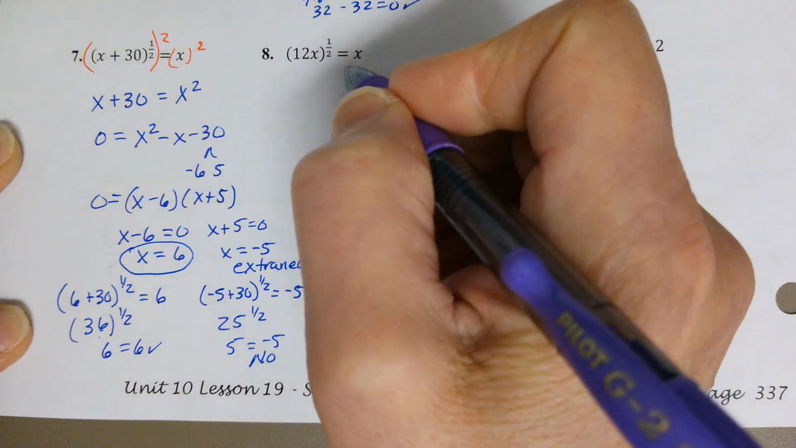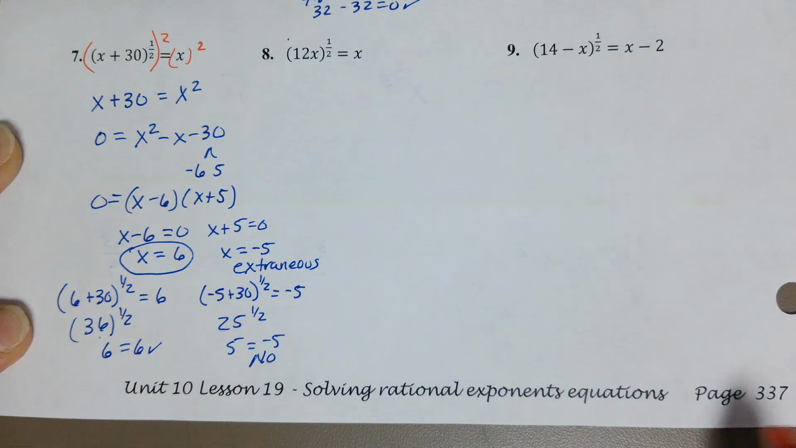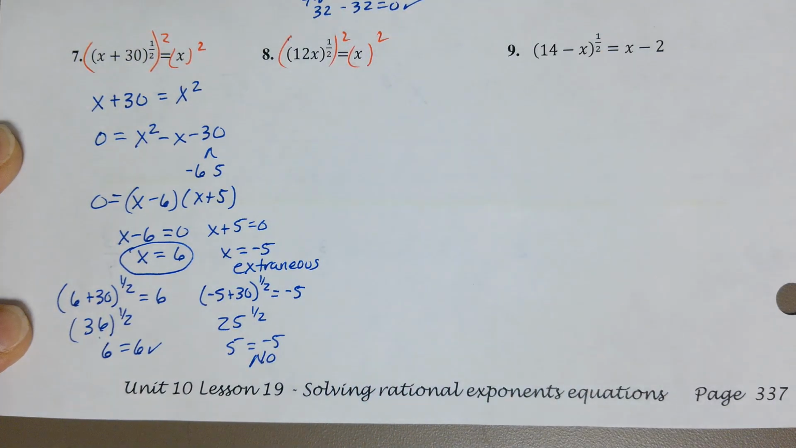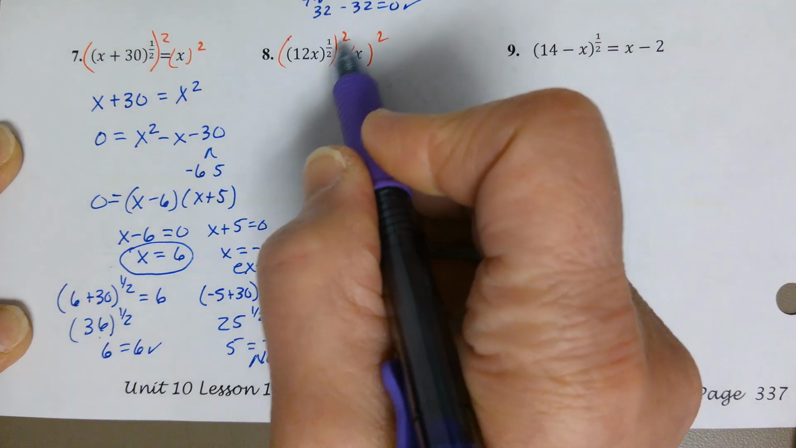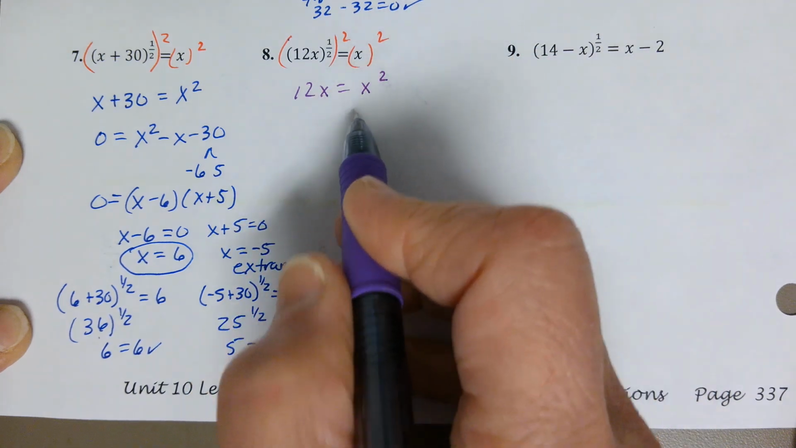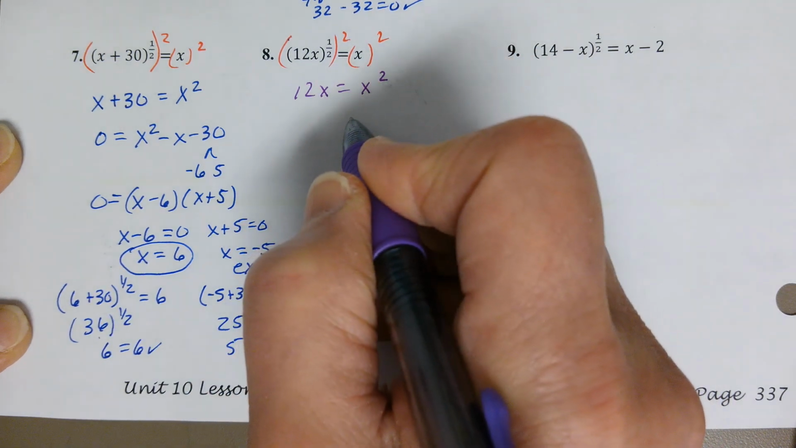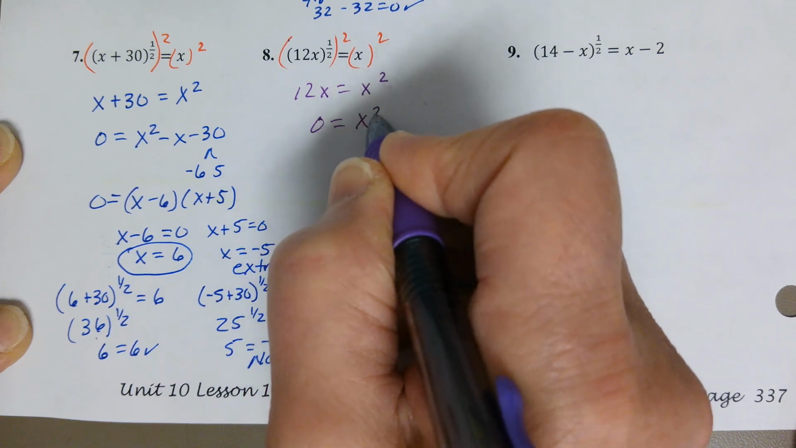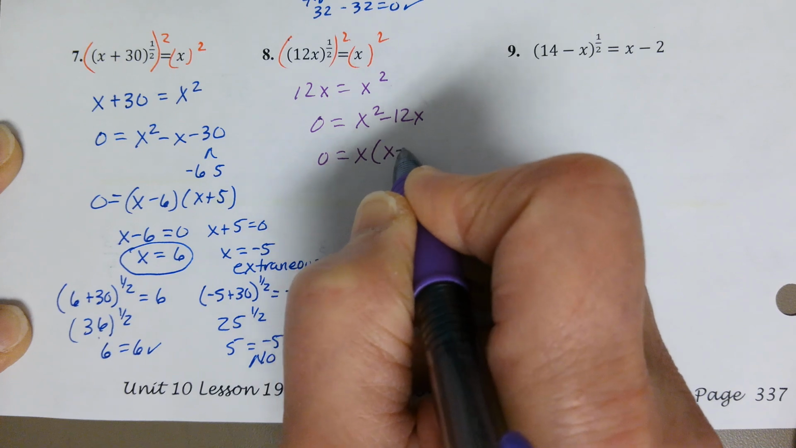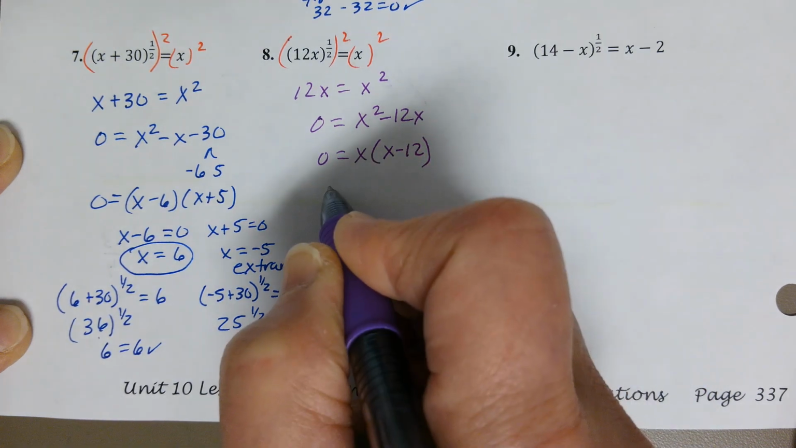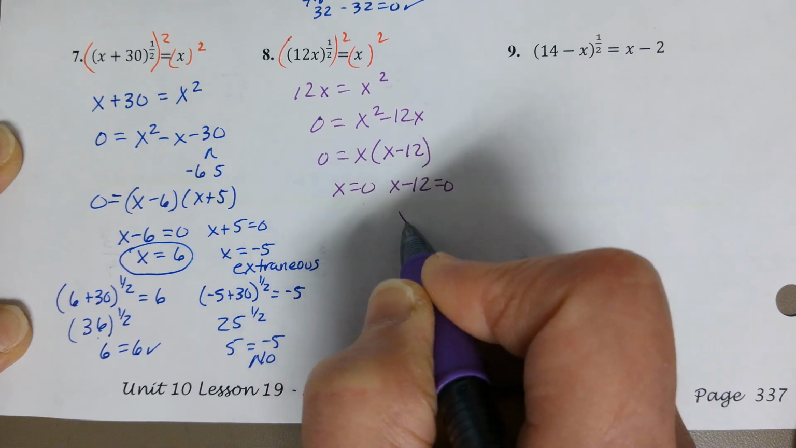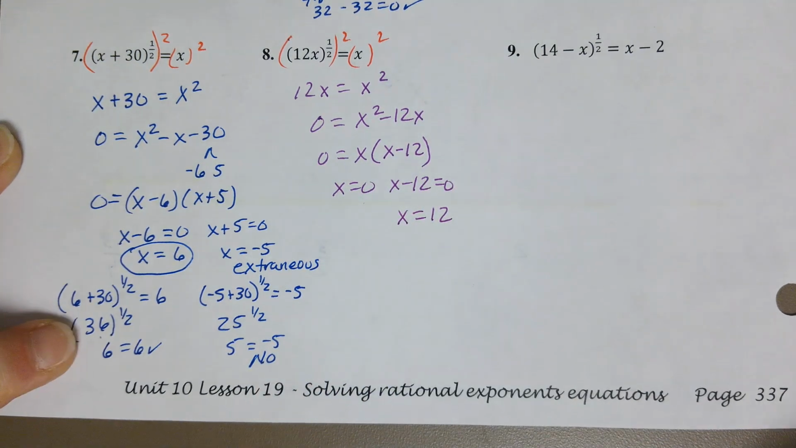Number 8, let's see, squaring both sides, right? Raising to the power of 2, that removes this, and we're left with 12x equals x squared. And it's quadratic, so standard form, subtract 12x. Factoring out a GCF. Setting each factor equal to 0. X equals 0 and x equals +12.